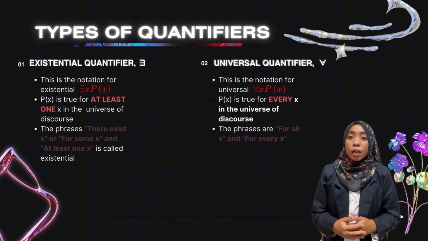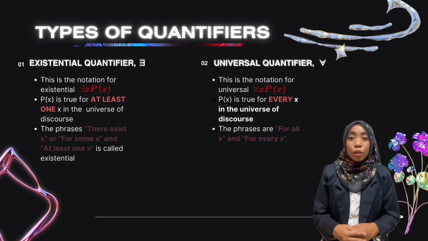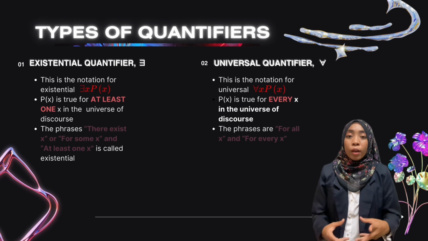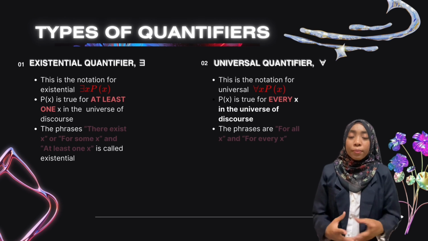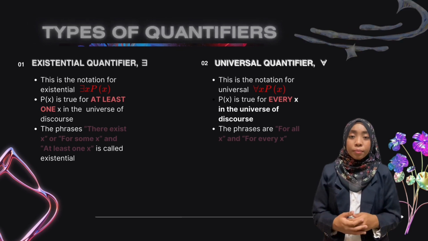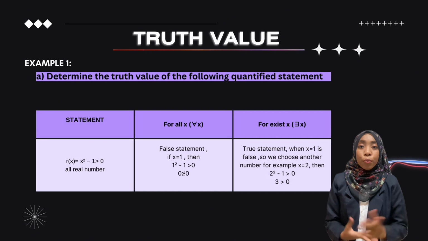For all x, P(x) is the notation. For this quantifier, P(x) is true for every x in the universe of the source. We can find the universal quantifier when we see phrases like for all x and for every x in the sentence. Let's talk about truth value.